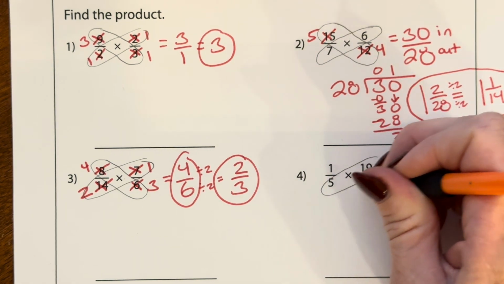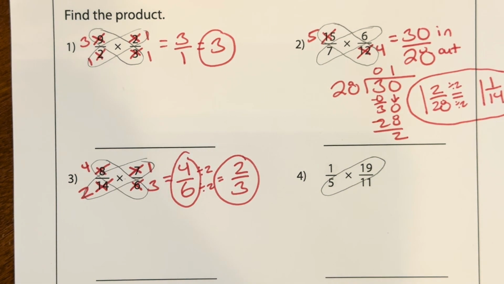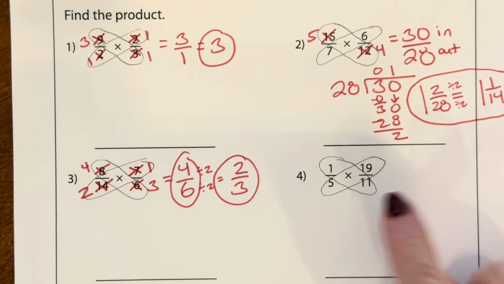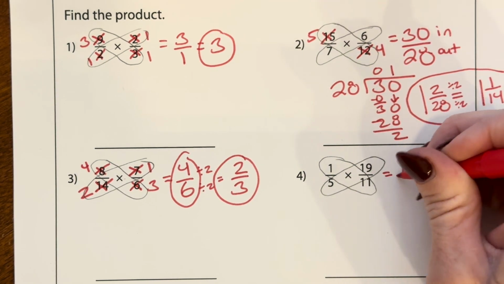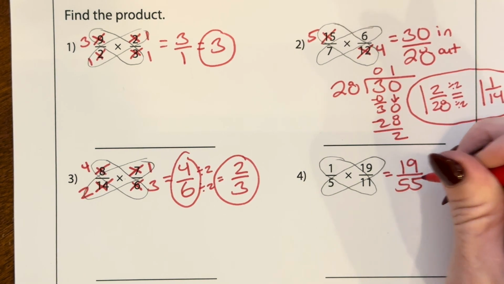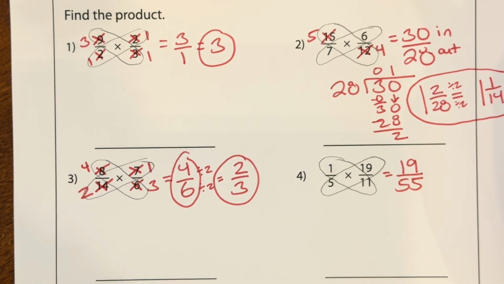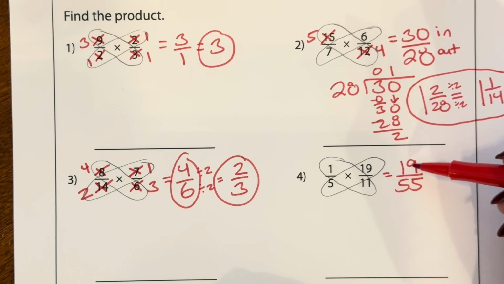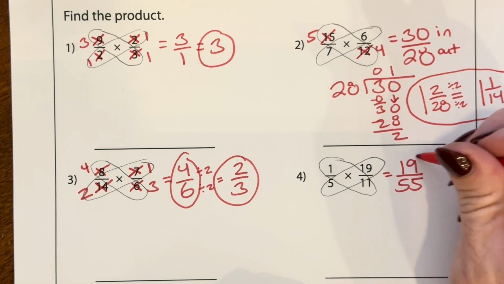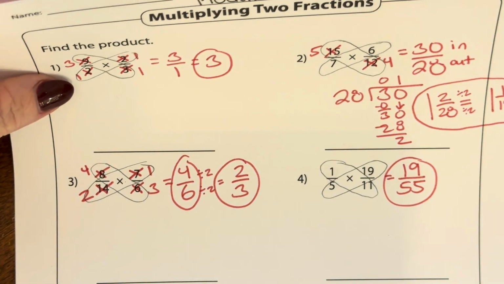Okay, for my next one, 5 and 18. I know there's no common factor for those because 19 is a prime number, and 1 and 11, I know, will not work either because 11 is also a prime number. So I'm going to multiply straight across and say 1 times 19 and 5 times 55. Well, I know that this is already less than 1, so I'm not going to use in and out. And I know that 19 is prime and it's not a factor of this. So that is the best I can do for number 4.